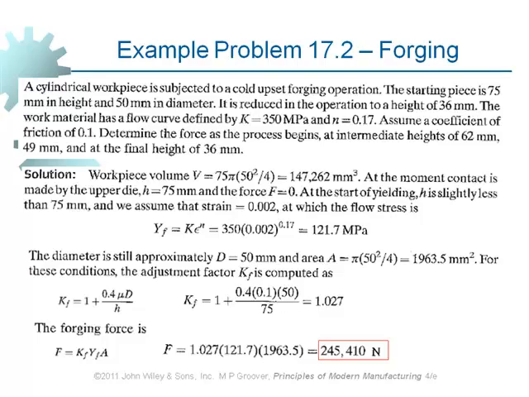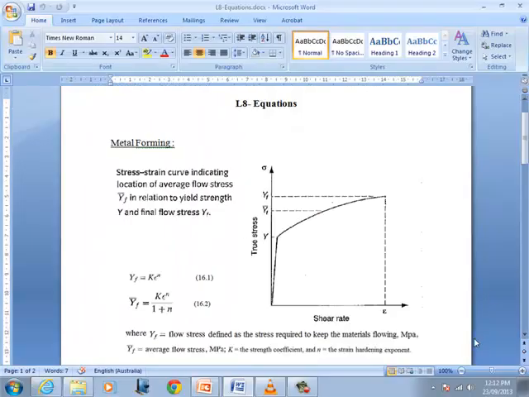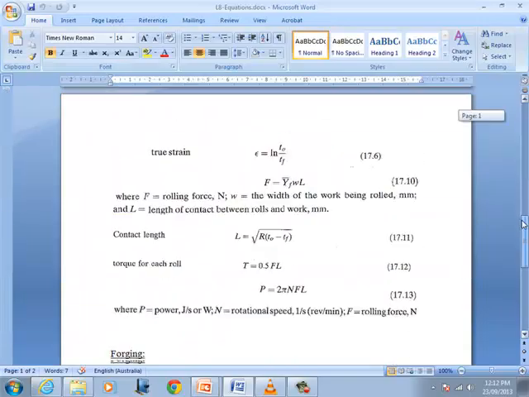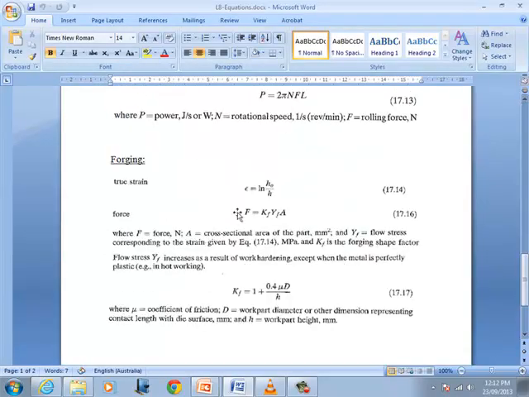What changes when height changes? Through strain. Through strain is a function of initial and final height, and that changes. Let's go back to the through strain equation again, the through strain equation for forging, which is down here, that one.